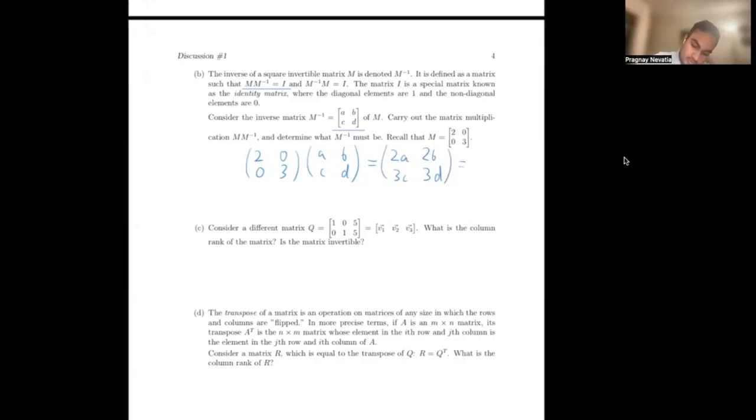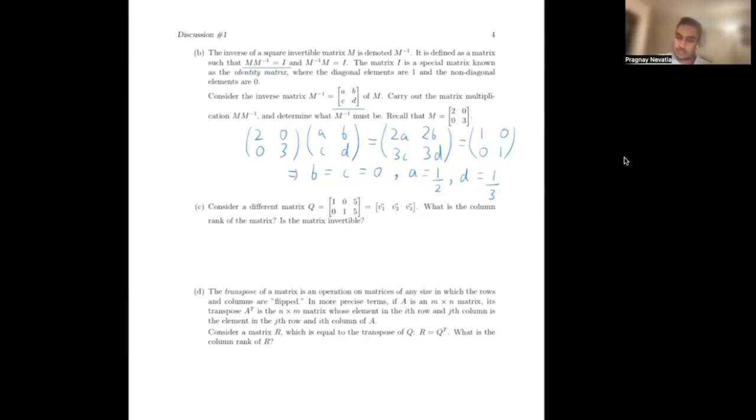We also know that this is supposed to be equal to the identity matrix, which is this. So now you have 4 equations and 4 unknowns. The unknowns are A, B, C, D, and you can just solve for them. This gives you B equals C equals 0, A equals 1/2, and D equals 1/3. What you notice is a very interesting property of diagonal matrices, where the inverse is just the inverse of the diagonal elements, literally taking the reciprocal of each. Okay, so that's part B.